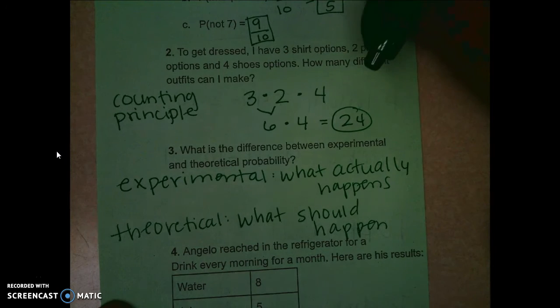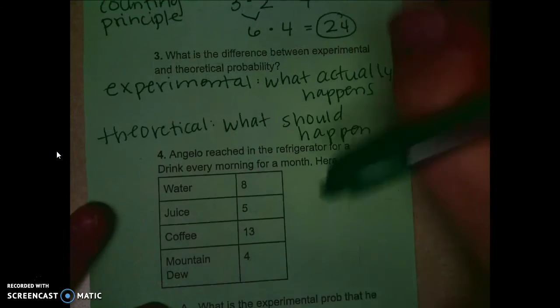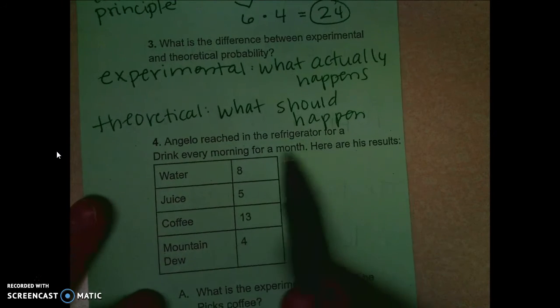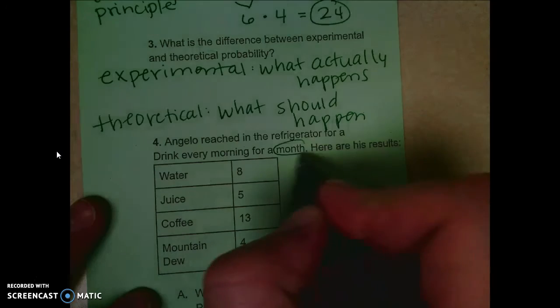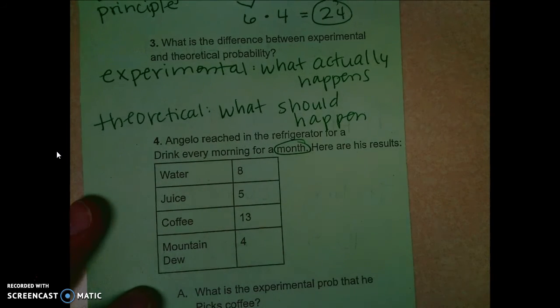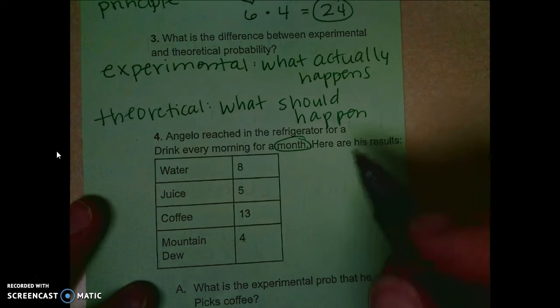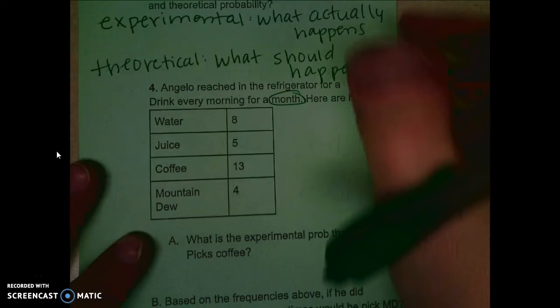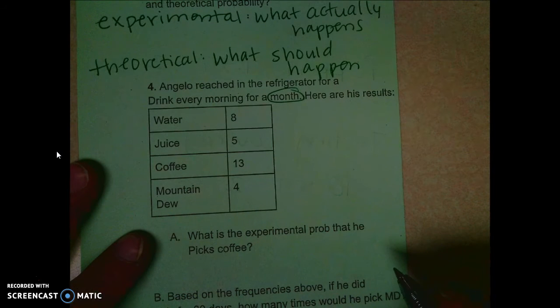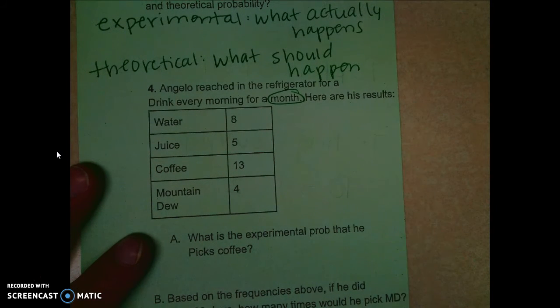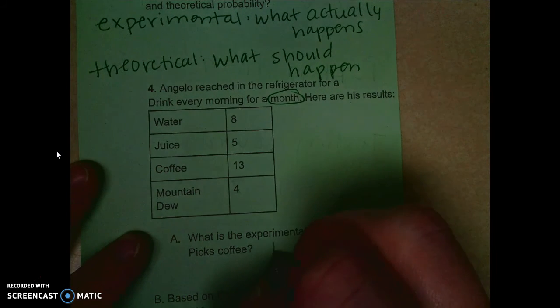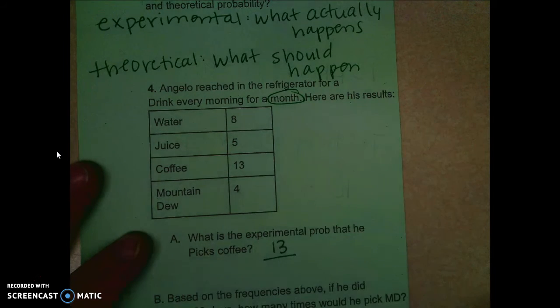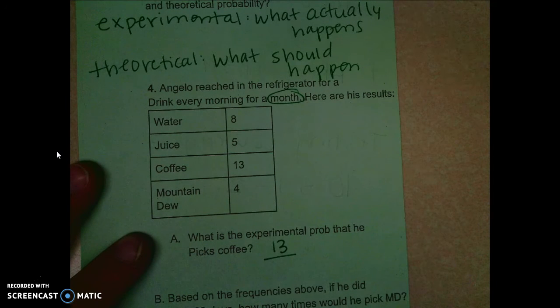All right, number 4, Angelo reached in the refrigerator for a drink every morning for a month. Here are his results. So water, juice, coffee, and Mountain Dew. So what is the experimental probability that he picks coffee? So what actually happened is he picked coffee 13 times out of, now we need to find the total.